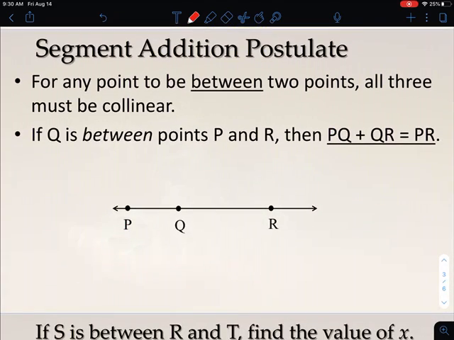All right, the next thing, the segment addition postulate. This is a really, really important postulate that we're going to use a lot throughout the course of the year. In the segment addition postulate, first we have to define this word between. We know kind of what the word between means. We can visualize it, but it's hard to explain in words. So geometrically, what we're saying is for any point to be between two others, all 3 points must be collinear.